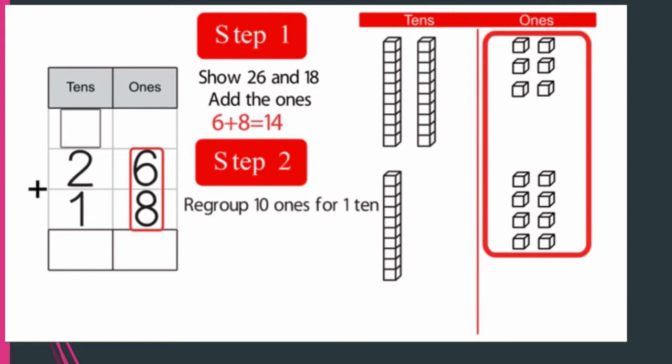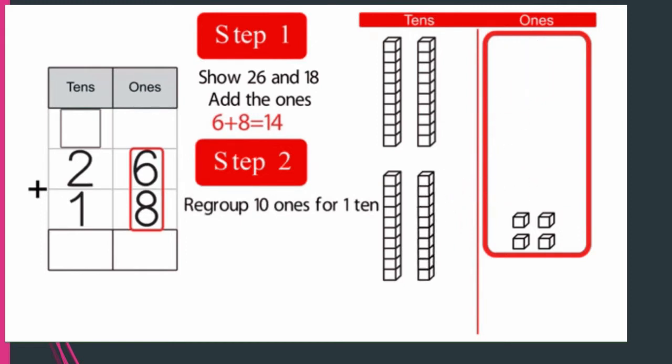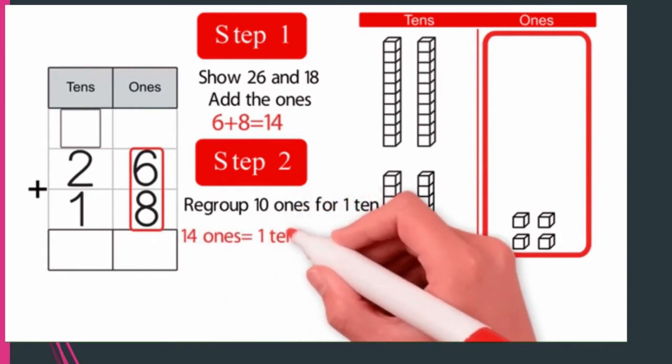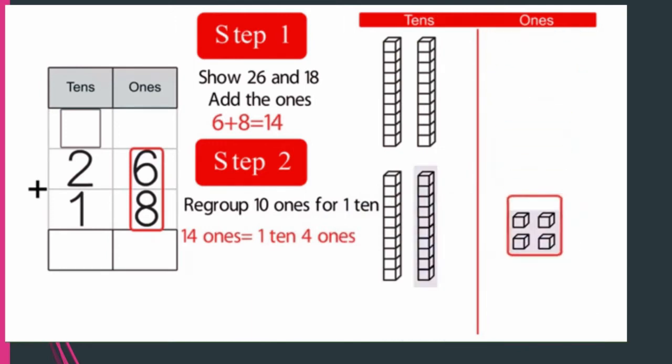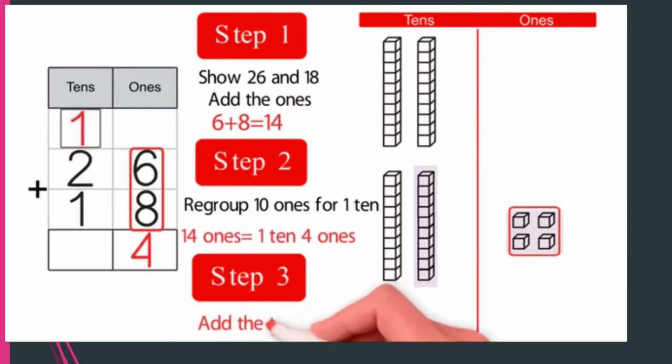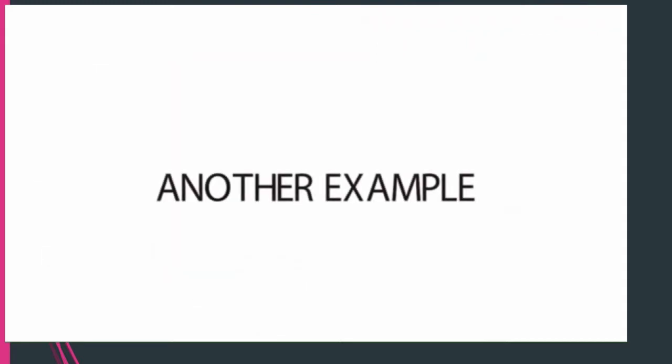Regroup 10 ones for 1 ten. We're left with 4 ones. We put 4 in the ones place, and we regroup the 1 into the tens place. Then we add 1 plus 2 plus 1, which equals 4. The answer for 26 plus 18 is equal to 44. Let's try another example.